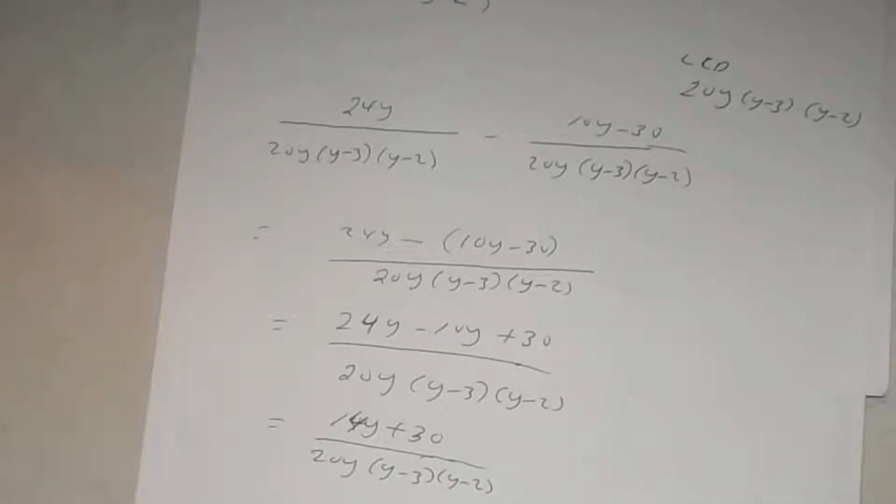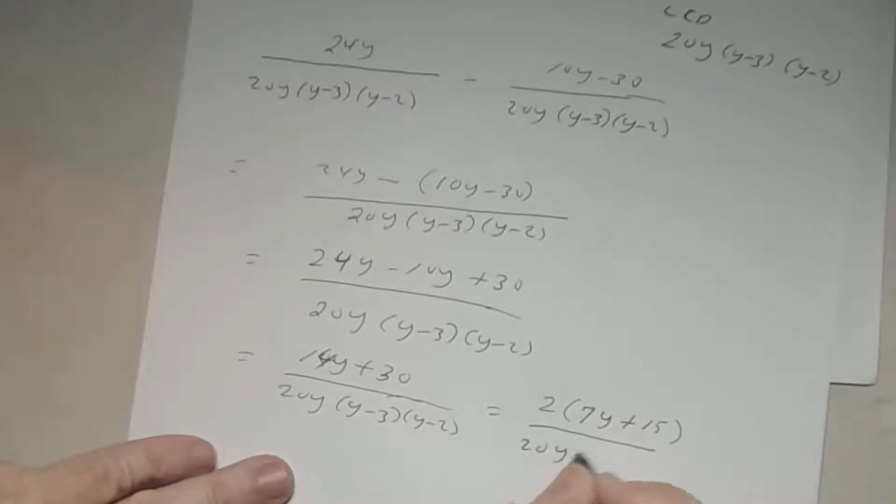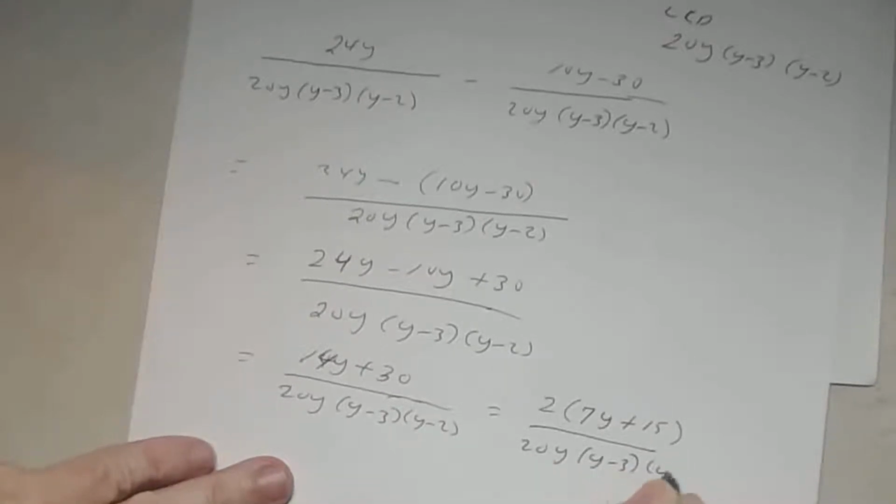All right, so that's where we're at. Any questions at this point? No. Okay, am I done? No. Remember, you always want to try and factor, see if you can reduce anything. Can I factor anything? You can factor out a 2 from the numerator. When I do that, I get 2 times 7y plus 15, over the denominator 20y, y minus 3, y minus 2.